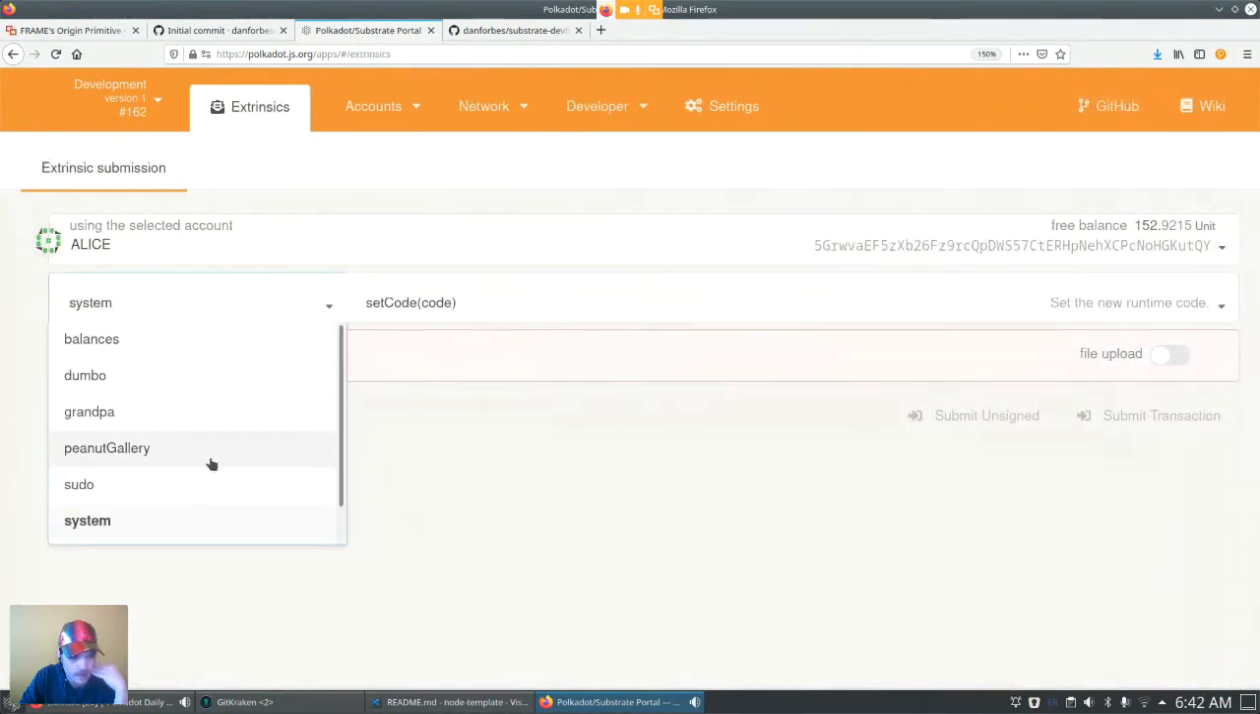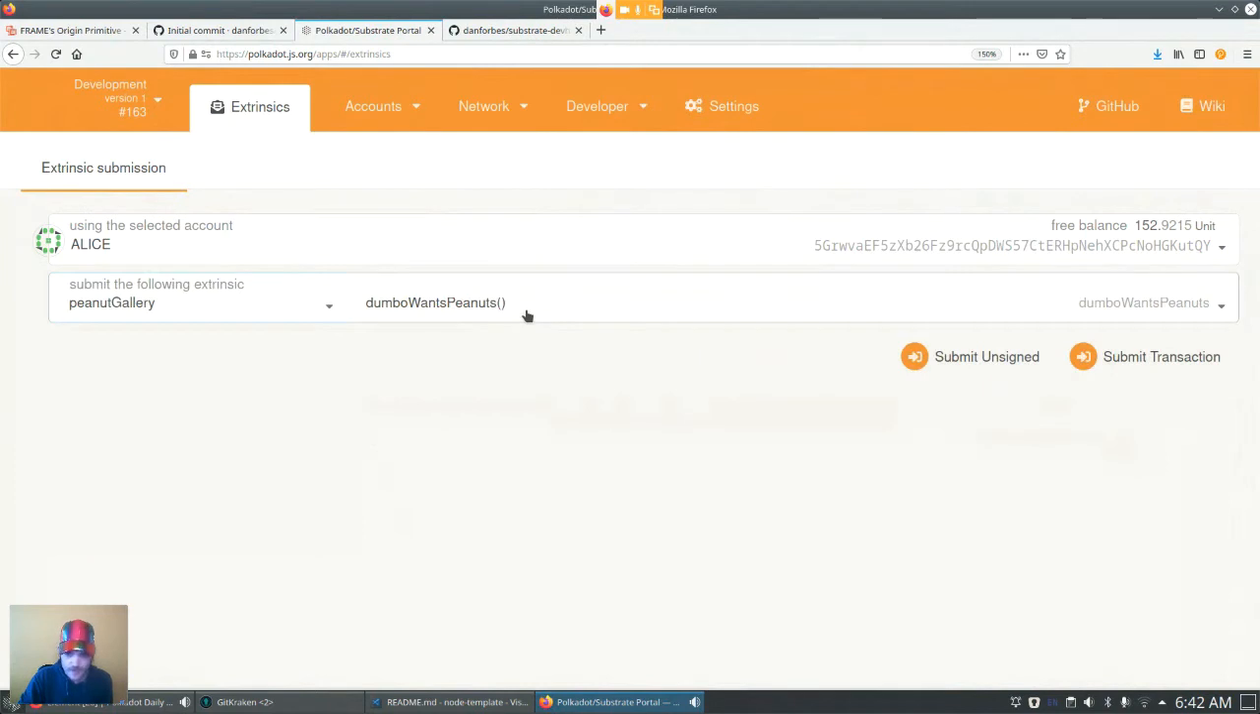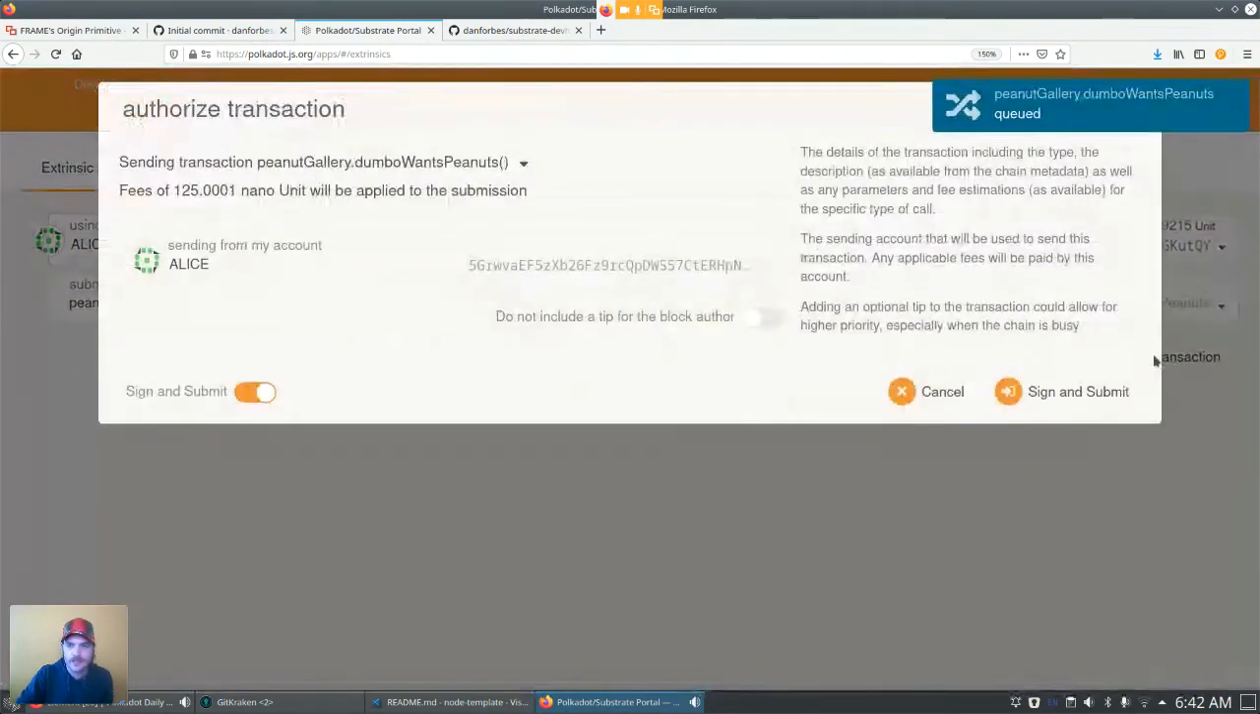In particular, I'm Dumbo. I don't know about you, but I'm really into peanuts. So Dumbo wants peanuts. But Alice is going to try to say Dumbo wants peanuts. And we probably don't want Alice to be able to say that. And so hopefully there's some logic in the runtime that's going to prevent Alice from telling everyone that Dumbo wants peanuts. That would not be good. That would be like a breach in consensus. So let's see what happens.